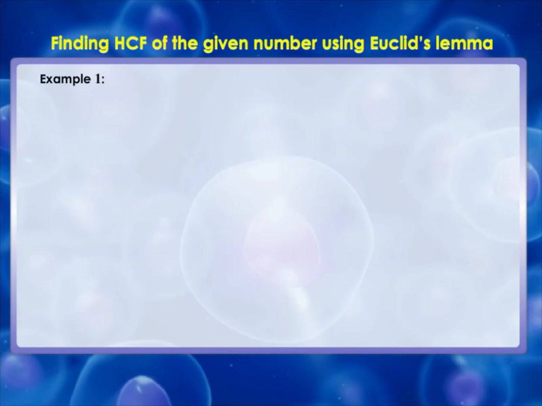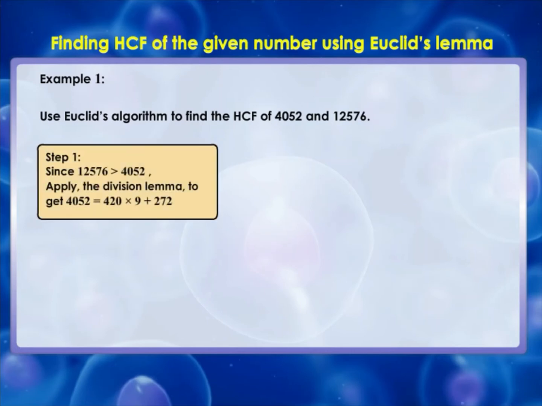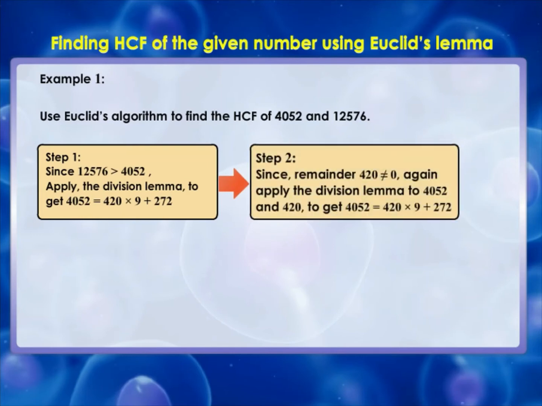Let's work out some examples on Euclid's division algorithm to find the HCF of 2 numbers. Use Euclid's algorithm to find the HCF of 4052 and 12576. Step 1. Since 12576 is greater than 4052, we apply the division lemma. Step 2. Since the remainder 420 is not equal to 0, we apply the division lemma to 4052 and 420 to get 4052 = 420 × 9 + 272.